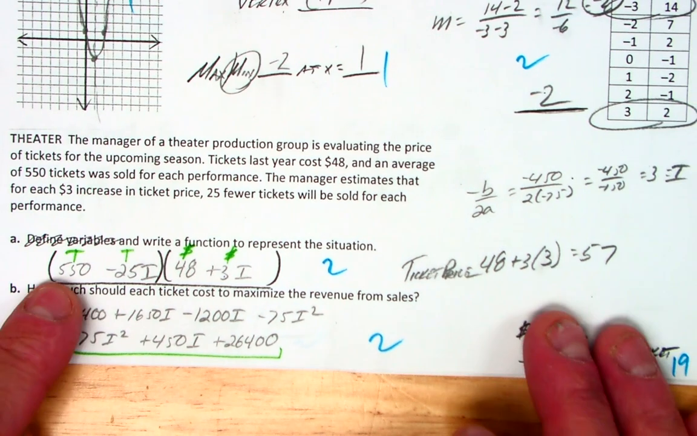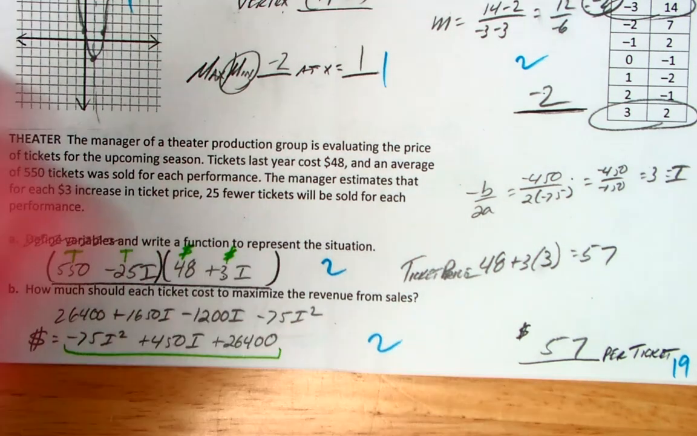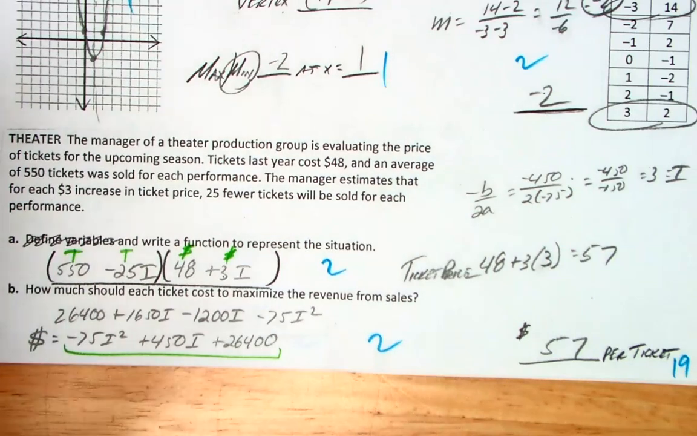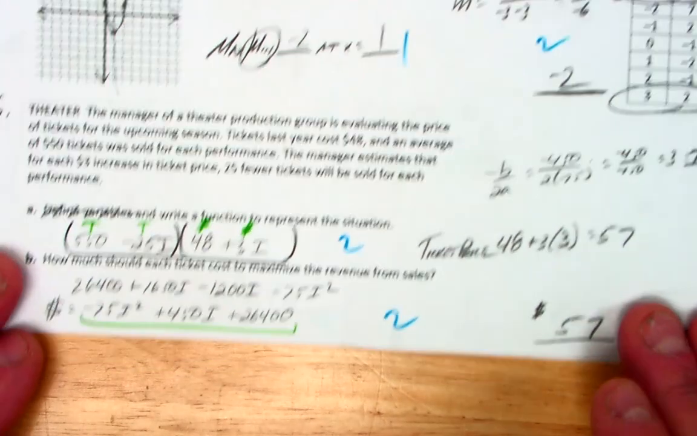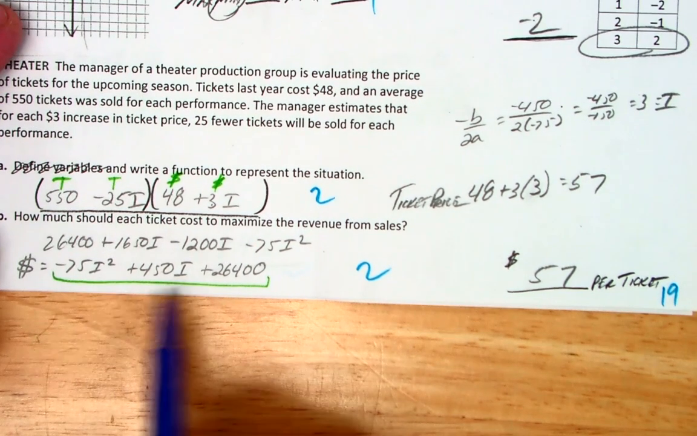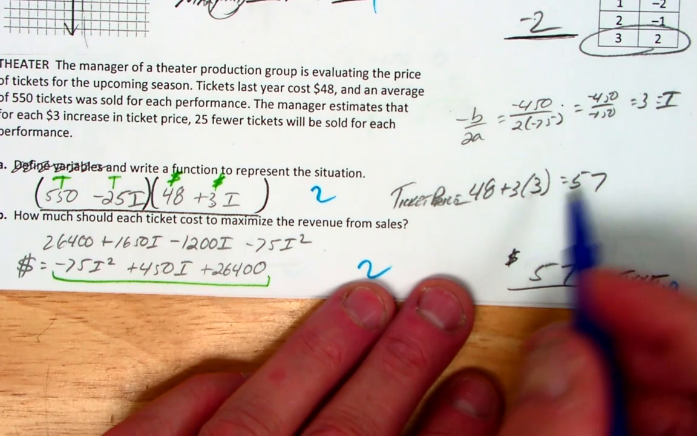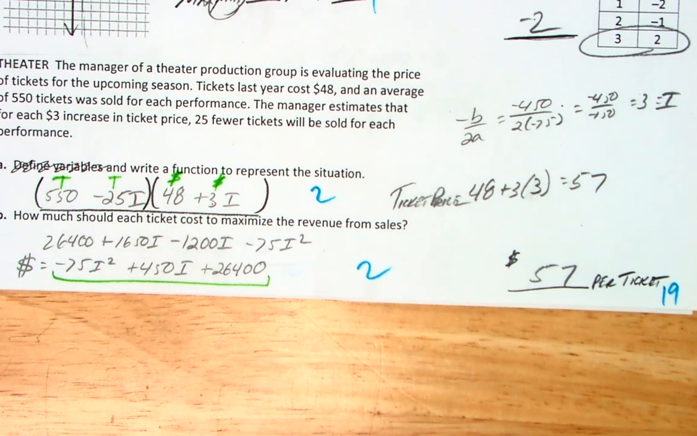Because if I do $5.50 plus 48, that's 550 tickets plus $48. Yeah, I've got 550 tickets and $48, but I can't really have those in the same expression. It's not making much sense. Okay? So then you got to multiply this out. And then from here, negative b over 2a. Again, negative b over 2a. You get 3. And if I plug in 3 to my ticket price, I get 57.